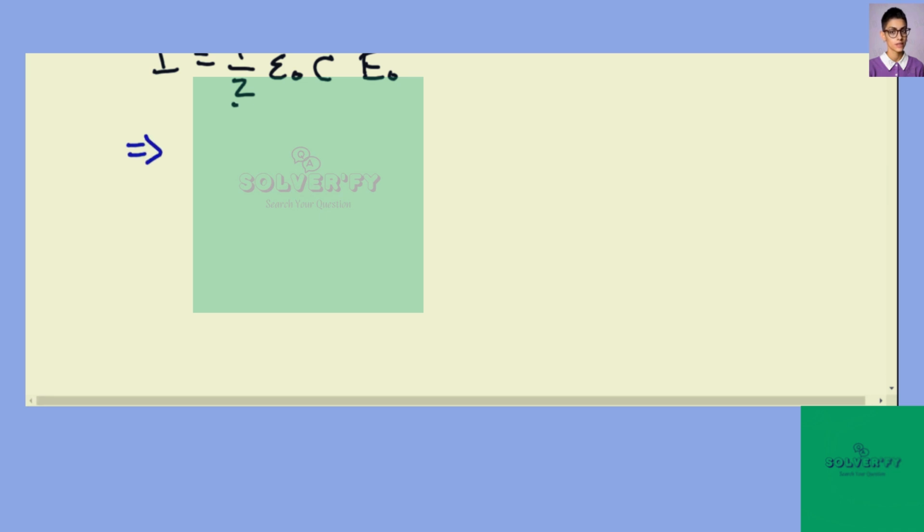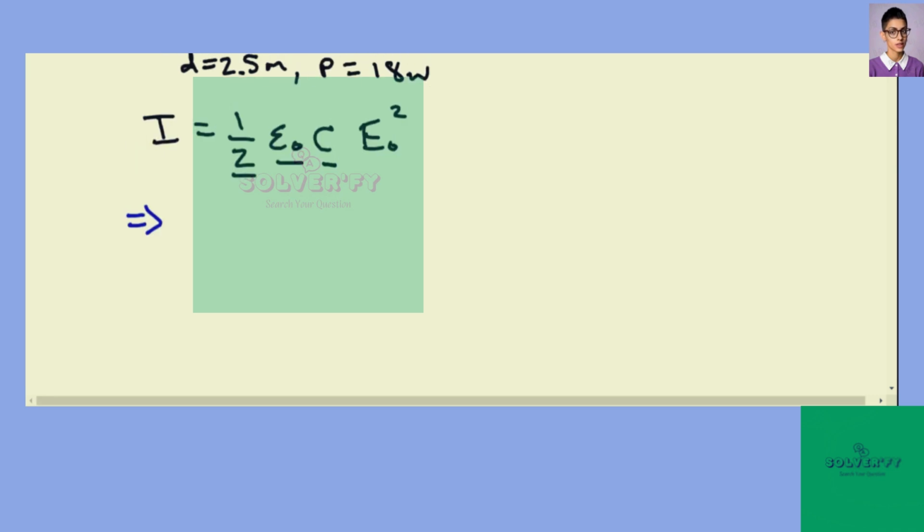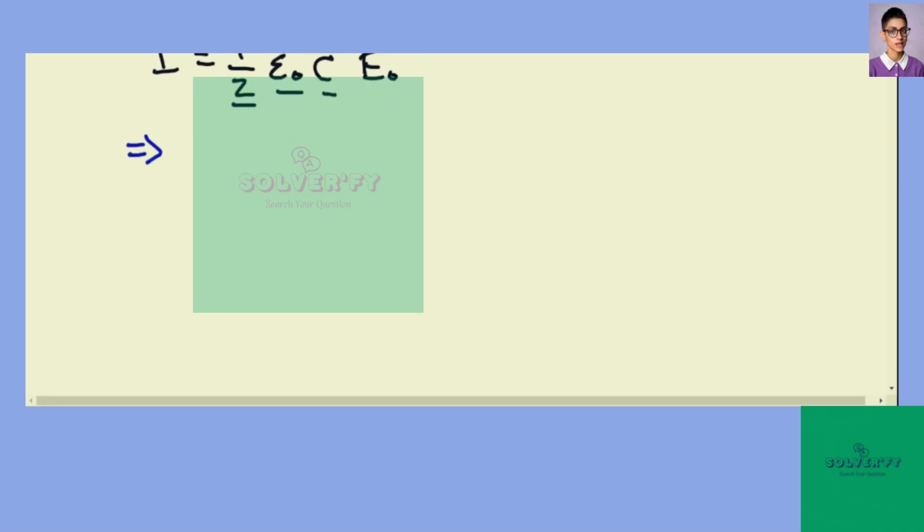So to get the 1/2 to the other side, you multiply both sides by 2. To get rid of epsilon naught and c, you divide both sides by epsilon naught and c. And to get rid of the square, you take the square root of both sides. So for the electric field, we should get the square root of 2 times I, the intensity, divided by epsilon naught times the speed of light.